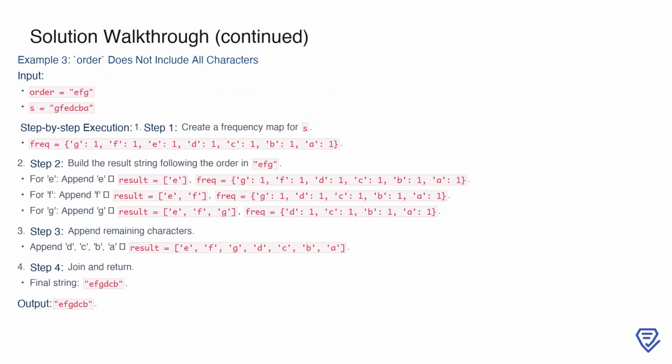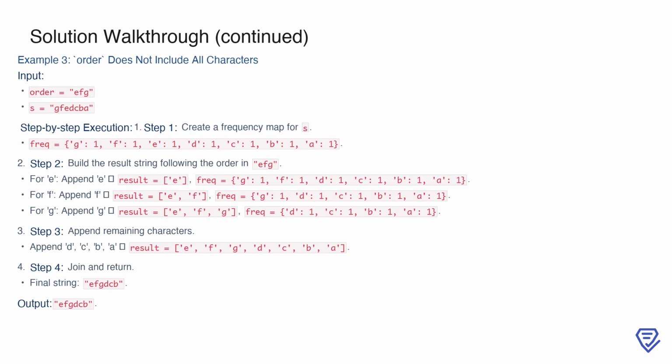In the last example, we handle a scenario where order does not include all characters present in S. Here, order is AFK and S is KVETBA. First, we build the frequency map for S. Each character in S appears exactly once, so the map is K1, V1, E1, T1, B1, A1. Following the custom order AFK, we start constructing the result string.